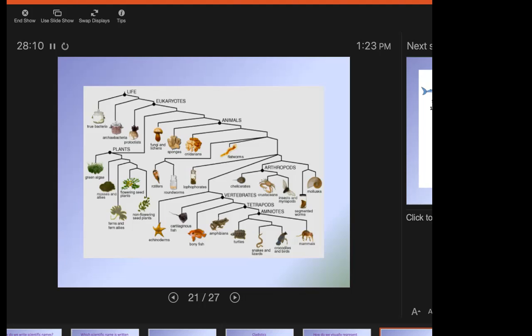Roundworms, we don't dissect because they could still have living eggs in them that have survived preservation. And I don't want to send you home with tapeworms, sorry, with roundworms and nematodes, so we don't dissect those. And then segmented worms, that's the first big dissection we usually do, and that's an earthworm. Okay. From there, we go to arthropods and mollusks.